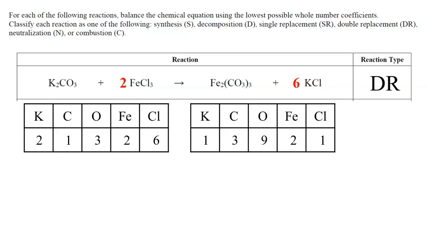So here is the new total. That 6 affects both the potassium and the chlorine. So instead of 1 potassium and 1 chlorine on the right, now there's 6 potassiums and 6 chlorines on the right side of the equation. So how do I balance the potassium? There's 6 potassiums on the right, but there's only 2 potassiums on the left. So I'm going to use a coefficient of 3 in front of that chemical formula, K₂CO₃.